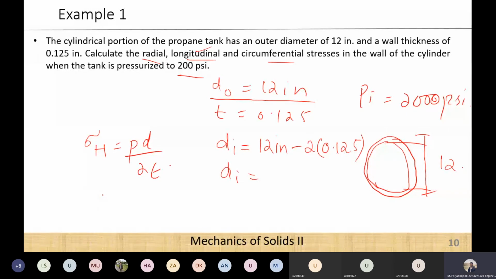Now, first let's calculate the radial stress. We derived yesterday that the radial stress is exactly opposite to the internal pressure. So the radial stress will be minus 200 psi. And what will be the hoop stress? The pressure is 200, the diameter is 11.75, and 2 times the thickness, 0.125. So what is the hoop stress?